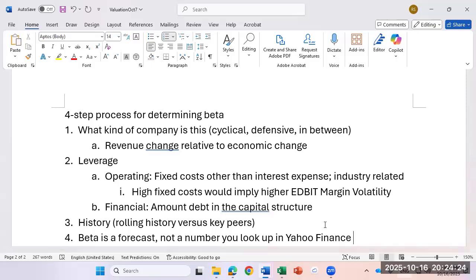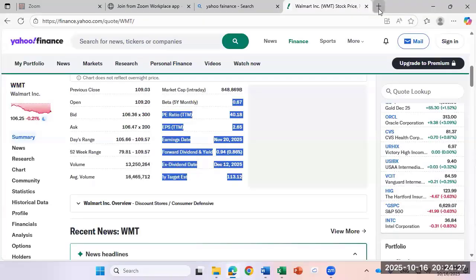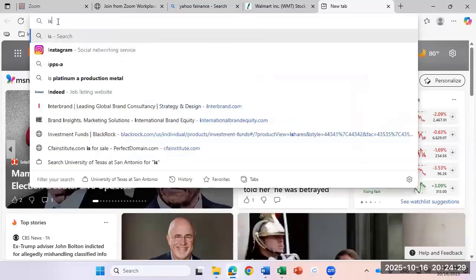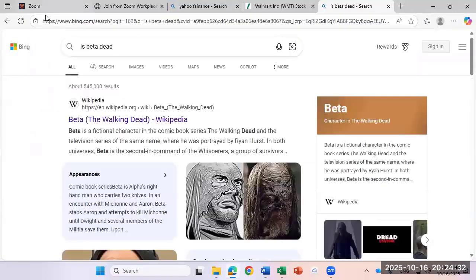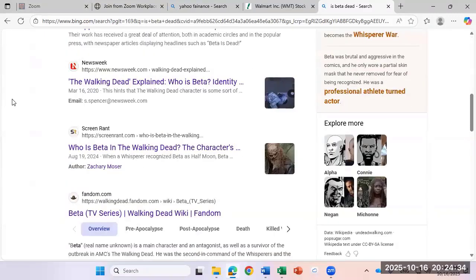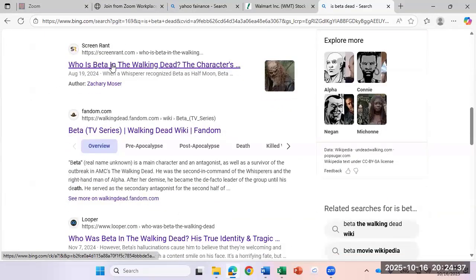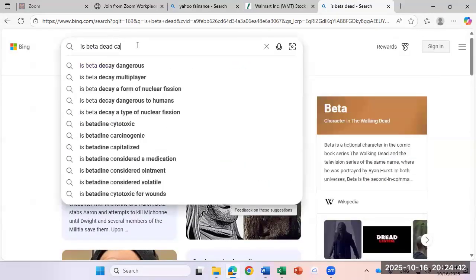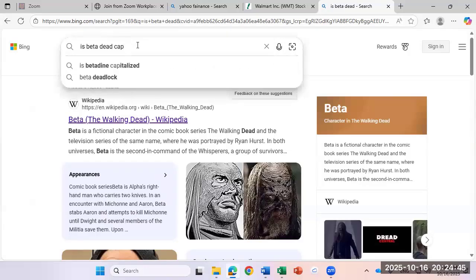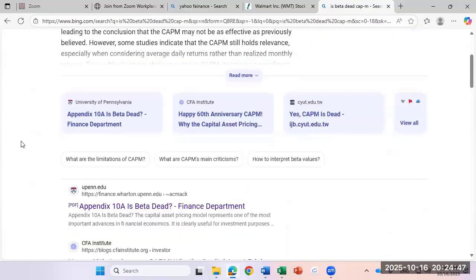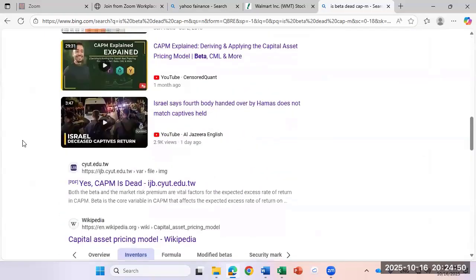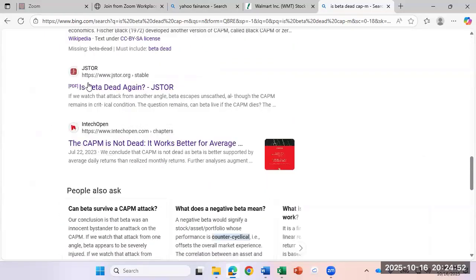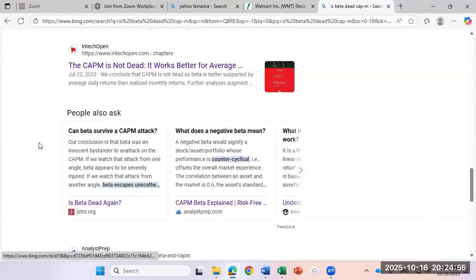All right. Does anybody agree with me? Well, just go into Google and ask, is beta dead? And unfortunately, this Walking Dead thing started coming up. So let me put CAPM in here. That used not to be the case in the past. But you'll get all kinds of articles on is beta dead? Is beta dead again? CAPM is not dead. I think that Churchill is the one who said CAPM is the worst model out there except for all the others.